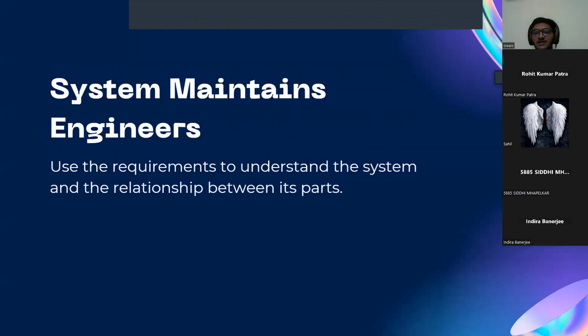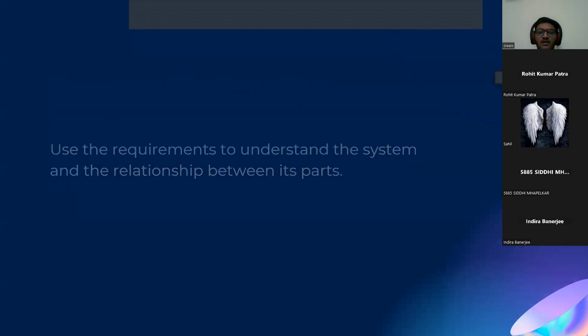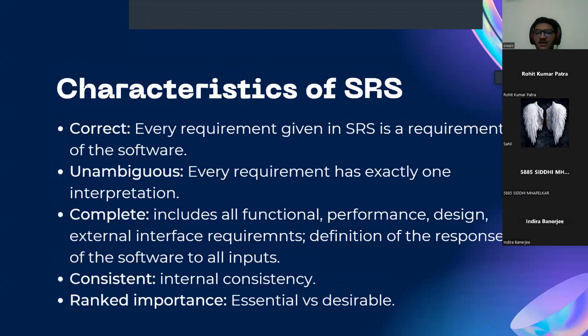Then we have the system maintenance engineer. They will use the requirements, that is the SRS, to understand the system and the relationship between its parts. As there are so many different parts, it cannot be based on one. There could be something like addition, there could be multiplication, and we require both of them to work together in a similar manner. So they will check that they are working together and they will maintain that.